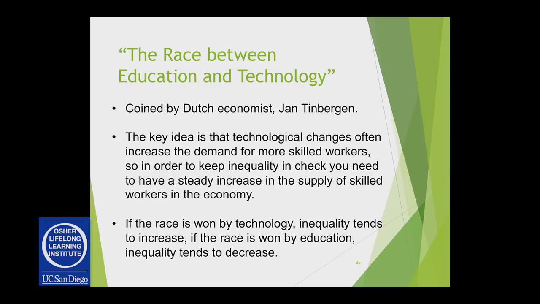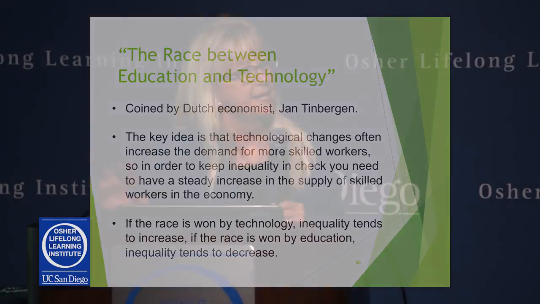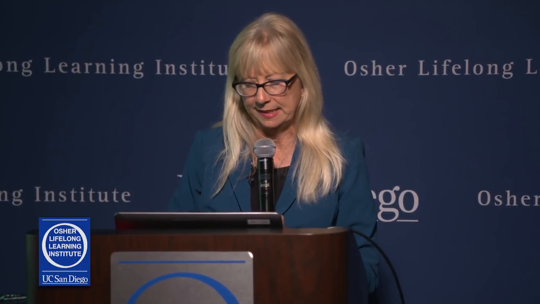And that's what people think happened during the 1940s, 50s, and 60s, because there was such a huge expansion of education that education was winning the race then. What people think now is that because educational levels are stagnating, but technology is progressing ahead, technology is now winning the race, and that's leading to the increase in inequality.